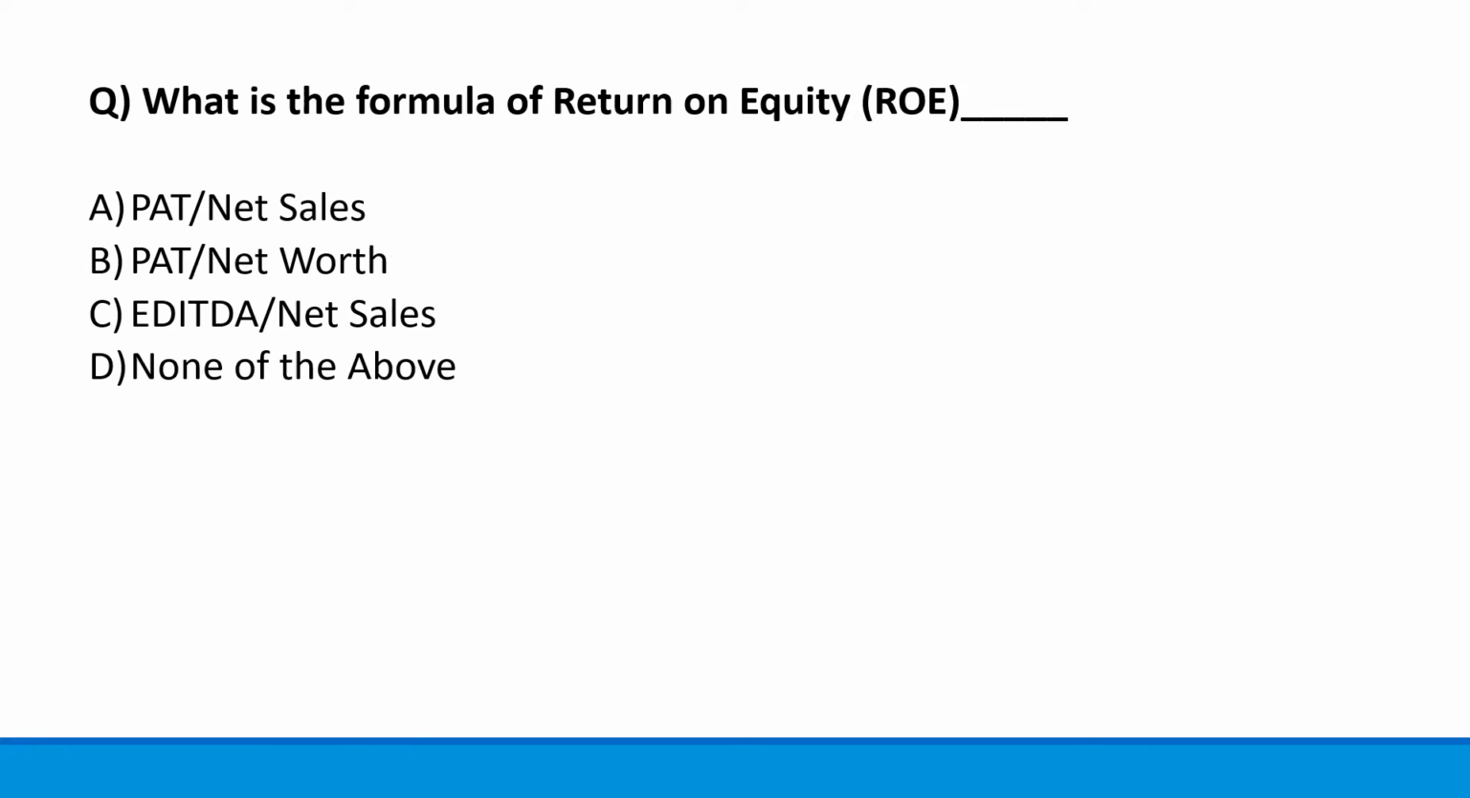Next question. What is the formula of return on equity? Option A, PAT by net sales. Option B, PAT by net worth. Option C, EBITDA by net sales. And option D, none of the above. The correct answer is option B, PAT by net worth.